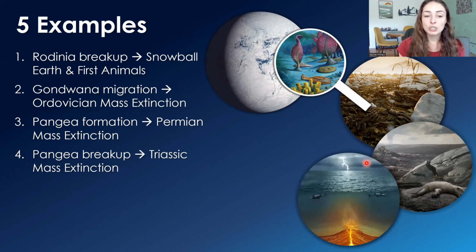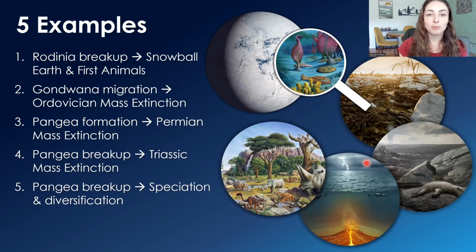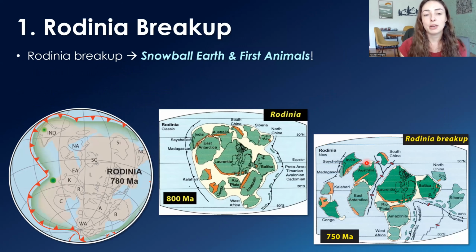How the breakup of Pangea led to the Triassic mass extinction, another massive mass extinction of the last 500 million years, and how the breakup of Pangea also, in the long term, led to a lot of speciation and diversification of both dinosaur and eventually mammal life. So first, how Rodinia breakup led to Snowball Earth and the first animals.